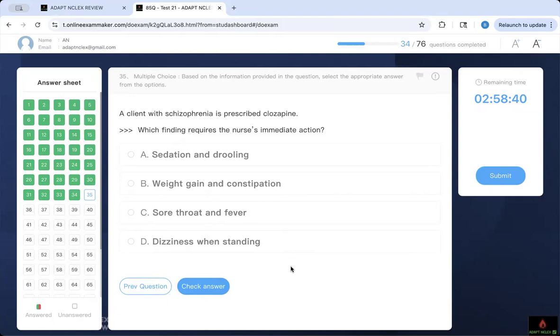A client with schizophrenia is prescribed clozapine, a mental health concept, psych nursing. Which finding requires the nurse's immediate action? That means you got to do something. Sedation and drooling, weight gain and constipation, sore throat and fever, dizziness when standing. If I take clozapine, which of these should bother me? Which of these should worry you? It's an antipsychotic. There are certain things you should be concerned about.